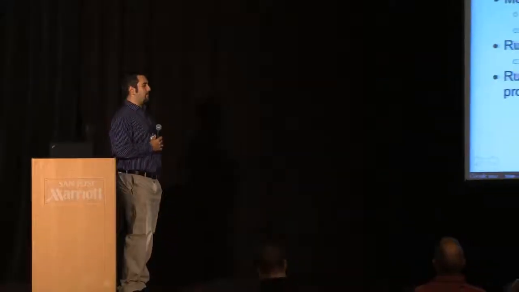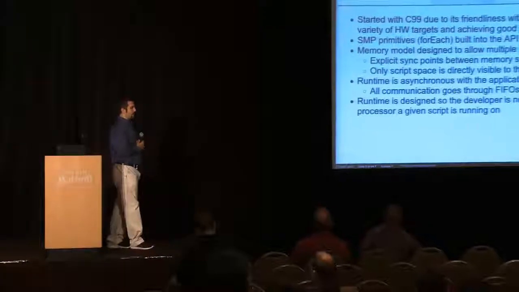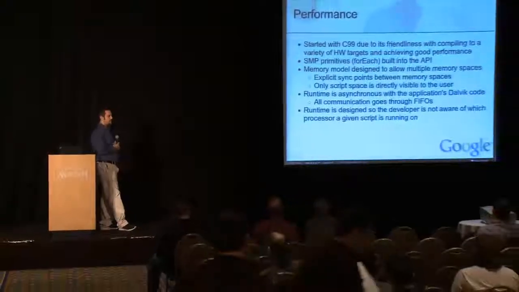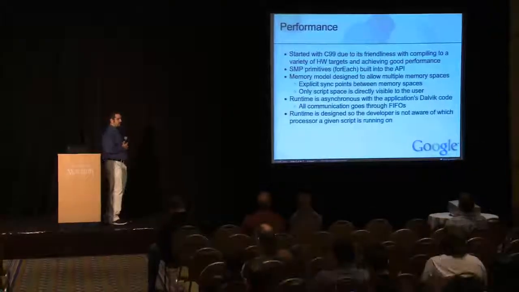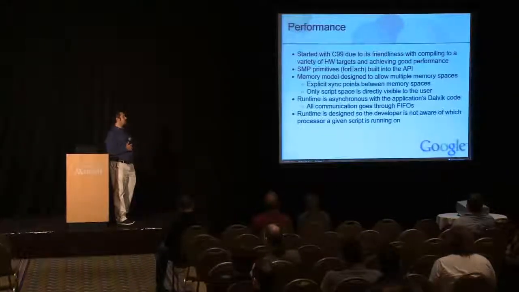Performance was the second goal that we wanted to look at. We considered C99 the friendliest of options, which probably tells you how we feel. We probably could have picked some other languages, but this seemed to be the most appropriate for a high-performance language that the developers that Android typically has could actually use.